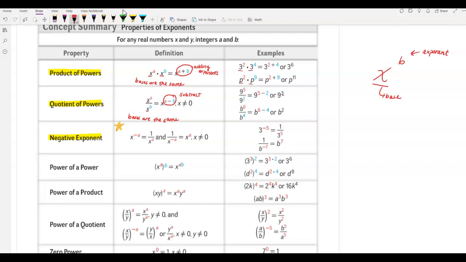So here we have 3 to the negative 5th. Because the negative 5th is up top, we just rewrite it as 1 over 3 to the 5th. And if it's already in the bottom, we just rewrite it as b to the 7th.